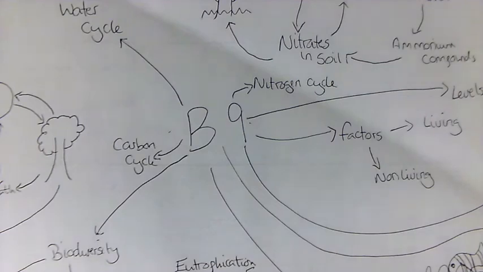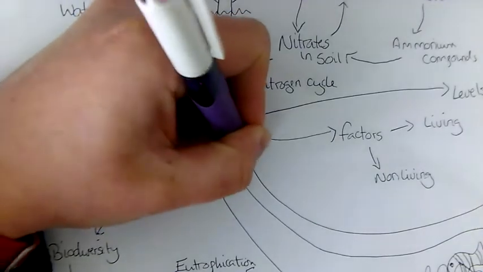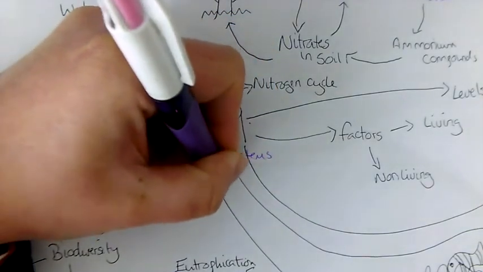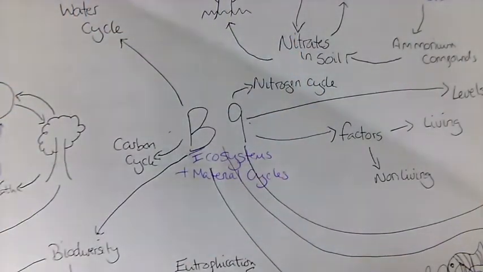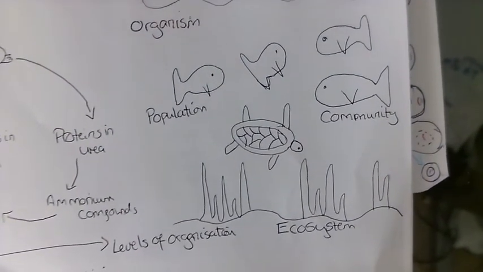So this is going to be your tutorial on CB9, which is ecosystems and material cycles. We're going to start off looking at different levels of organisation.